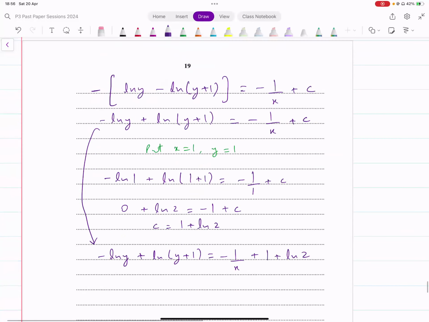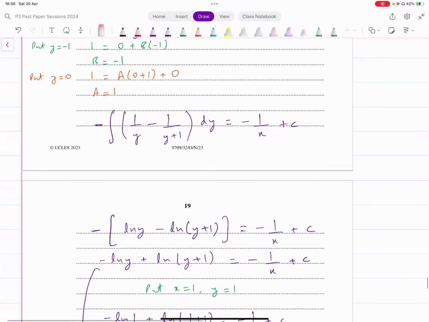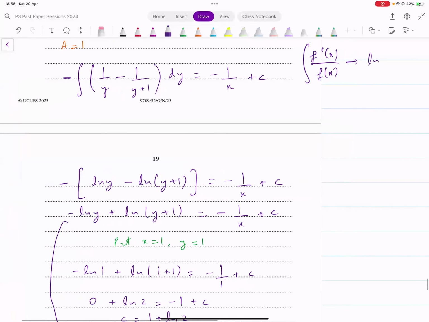How do we use the ln rule? Well, both of these fractions are standard ln rule fractions. Derivative of y is 1, so that's just ln y. Derivative of y plus 1 is 1, so that's just ln of y plus 1. We've just applied the ln rule. The numerator is the derivative of the denominator, so the integration becomes ln of the denominator. Both fractions are like that, right? You've got the derivative of the denominator in the numerator. We're just applying the ln rule on each one of them separately.